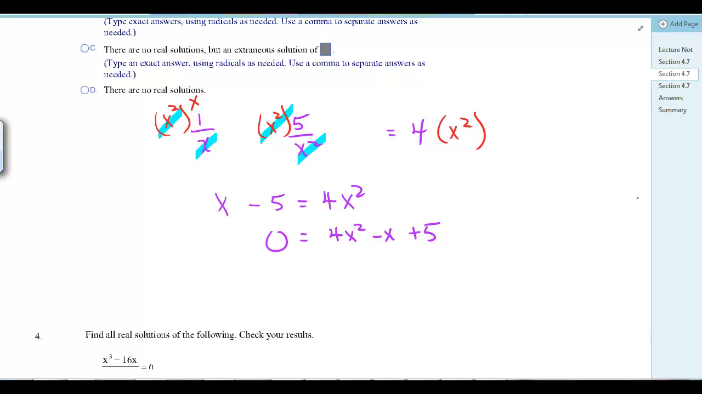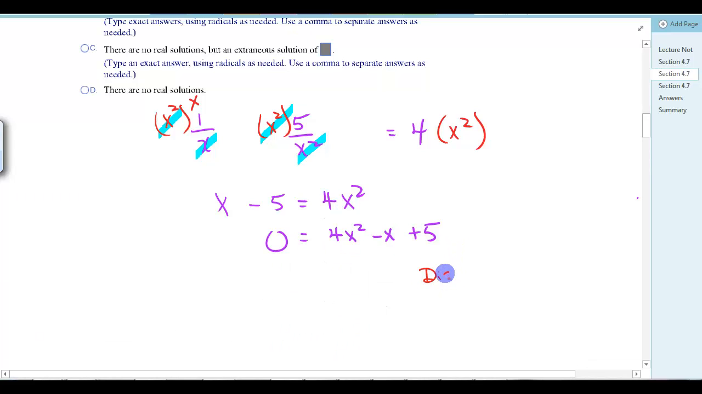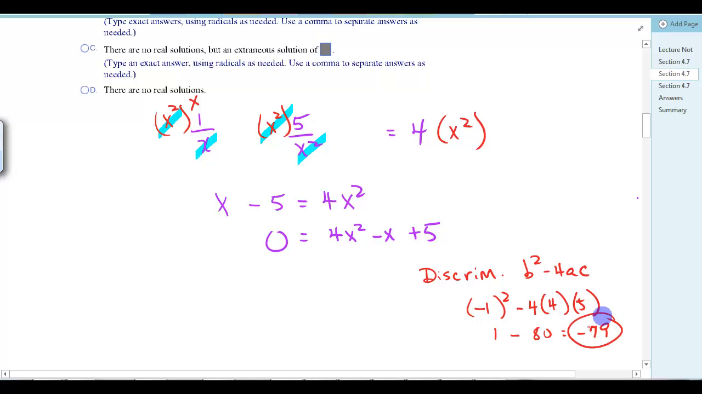Remember that the discriminant is b squared minus 4ac. And so in this case, that would be negative 1 squared minus 4 times 4 times 5. That would be 1 minus 80, which is negative 79. Remember that if we get a negative value, it tells us that we have imaginary roots. We don't have any real roots.